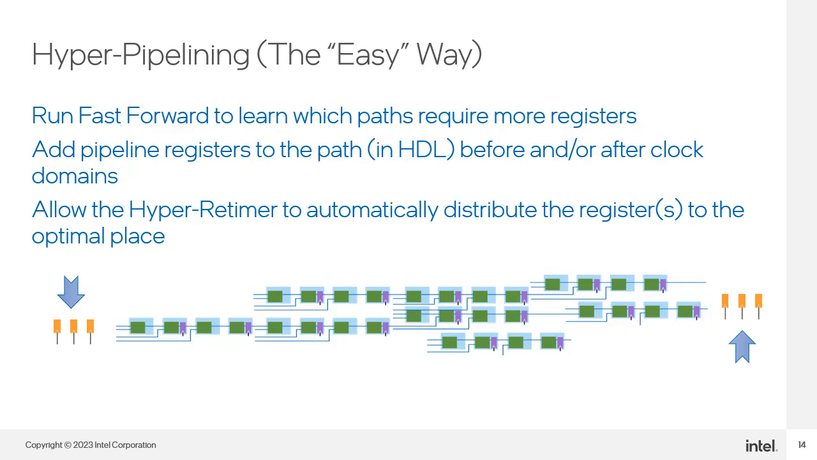Like with hyper retiming, Fast Forward Compile also virtually implements HyperPipelining, adding registers and locations as needed to boost the clock speed. Once complete, you will have a report that indicates where and how many new registers were added. Follow the recommendations in the report, adding the registers where indicated. Then you allow the hyper retimer to retime those registers to where they really need to go.